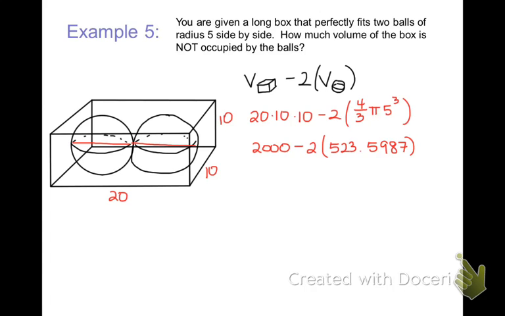All right, so now we do 2,000 minus 2 of those, right? So I do 2,000 minus 2 times my 523.5987. What do you guys get? 952.8025. And I'll just go ahead and round that to 80 for the final answer. So this is how much of the box is unoccupied in terms of volume. Are there any questions on that? No?